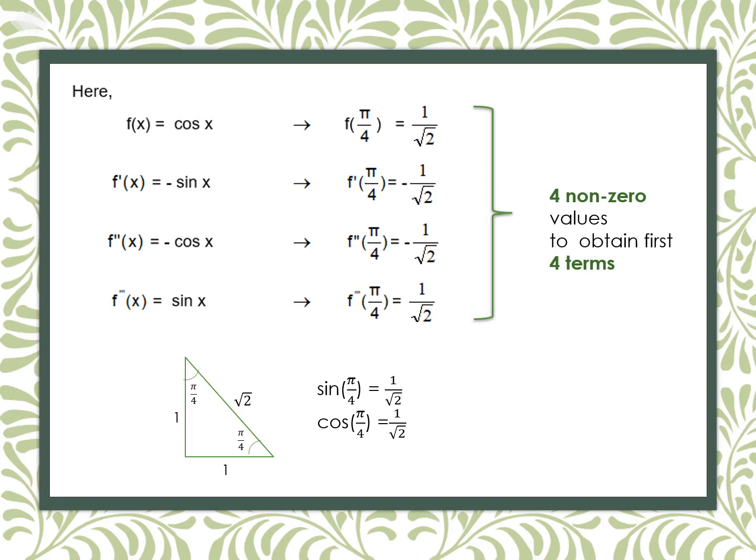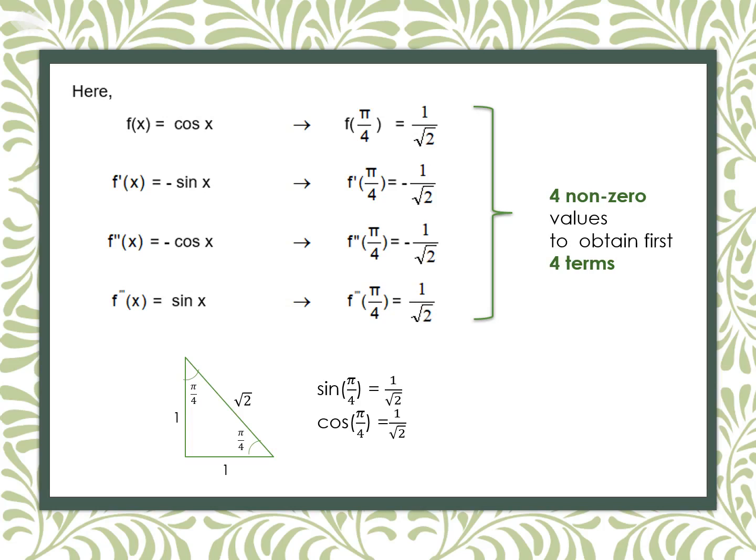If, let's say, one of the derivatives is equal to 0, you need to differentiate once again until you get enough non-zero values. Given that f(x) equal to cos x, differentiate cos x, you will get f prime x equal to negative sin x. Differentiate again, the answer for f double prime x is equal to negative cos x. Differentiate one more time, you will get f triple prime x equal to sin x.